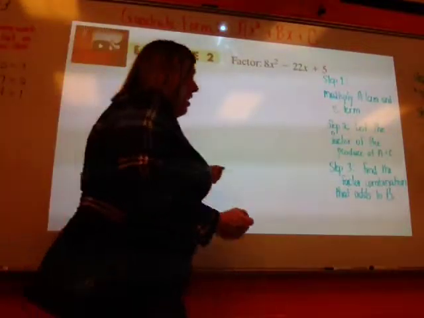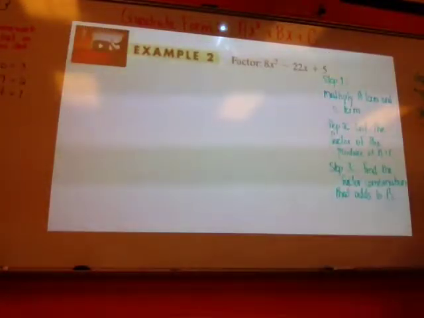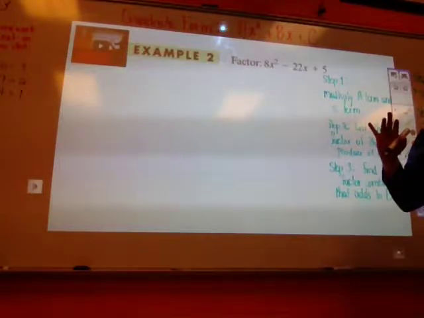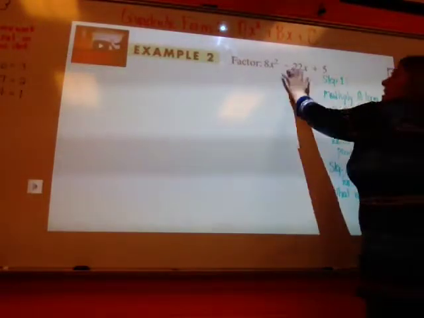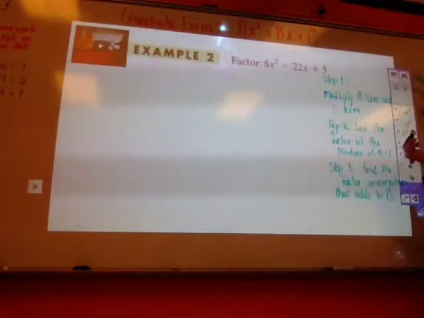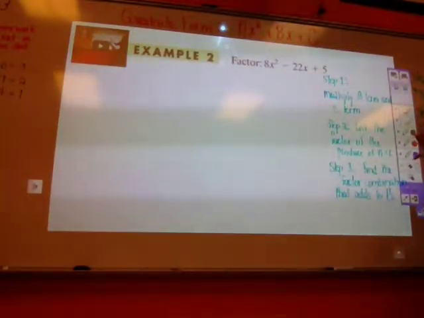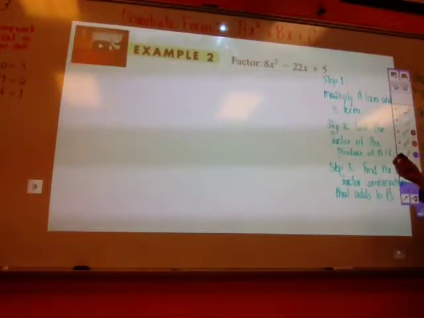Okay, so let's talk about this one. You ready? Same kind of concept. What makes this one a little bit different than the other three we've worked already? Okay, there's a negative 22 right here. That's not a big deal. We're still going to follow the same process.